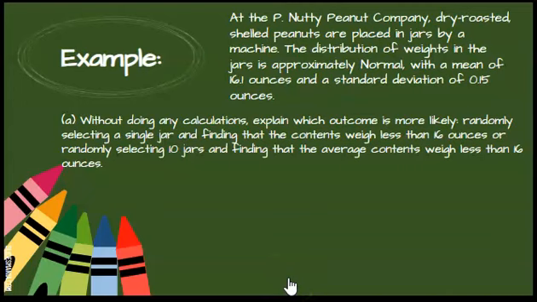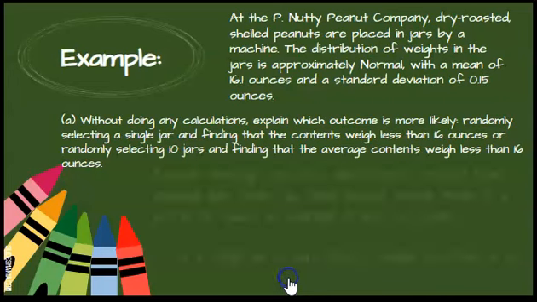So here's an example problem. At the Nutty Peanut Company, dry roasted shelled peanuts are placed in jars by machine. The distribution of the weights in the jars is approximately normal with a mean of 16.1 ounces and a standard deviation of 0.15 ounces. Without doing any calculations, explain which outcome is more likely: randomly selecting a single jar and finding that the content weighs less than 16 ounces, or randomly selecting 10 jars and finding that the average content weighs less than 16 ounces. So which one's more likely, basically?